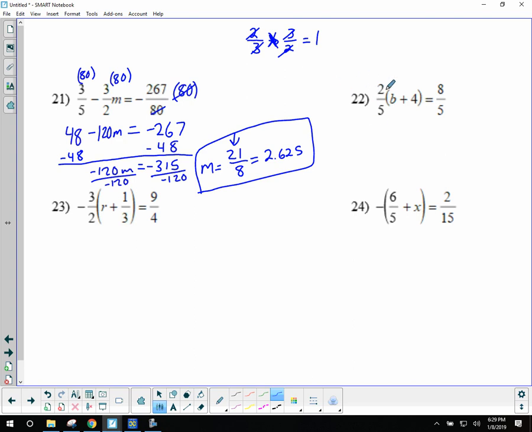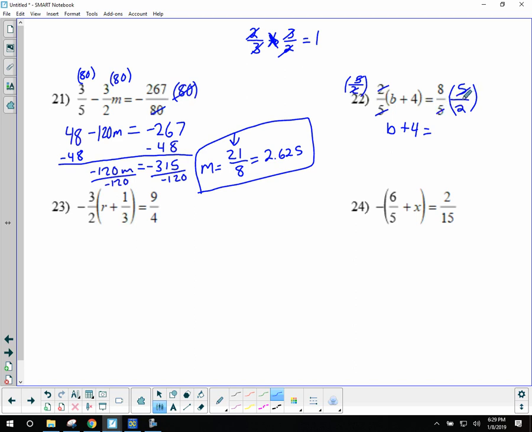Reciprocal would be 5 over 2. What you do to one side, you do the other. 5's cancel. 2's cancel. Check this out. You just had b plus 4 on that side. Watch what happens on the right-hand side. 5 cancels. 8 divided by 2 is 4.